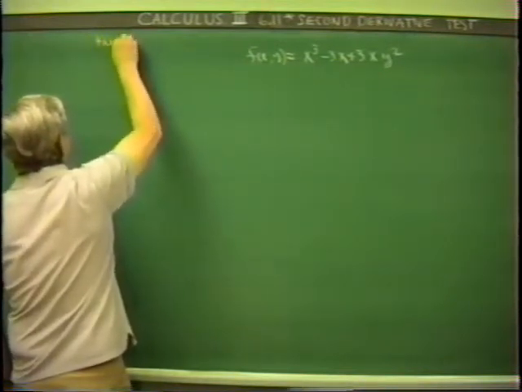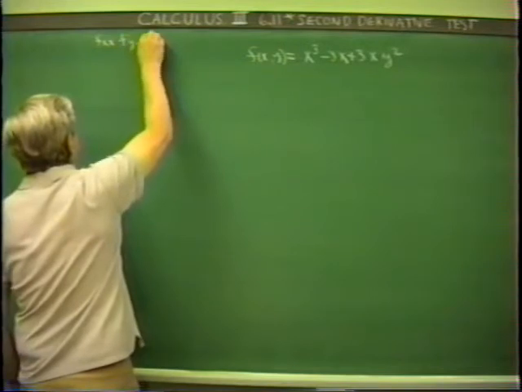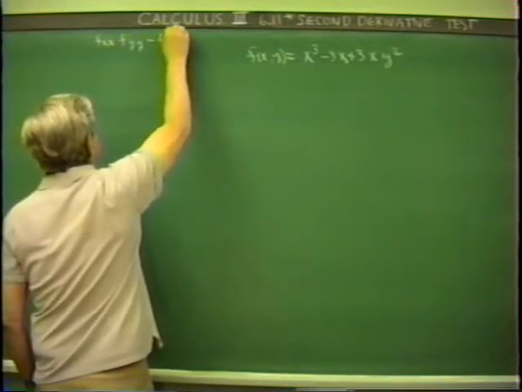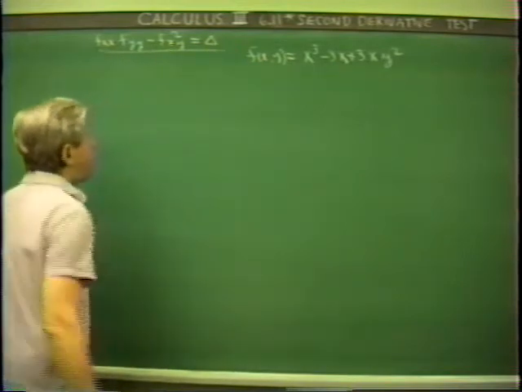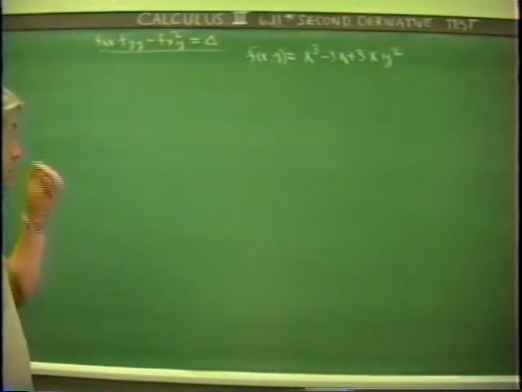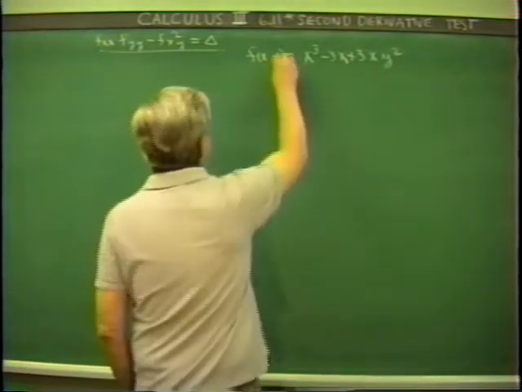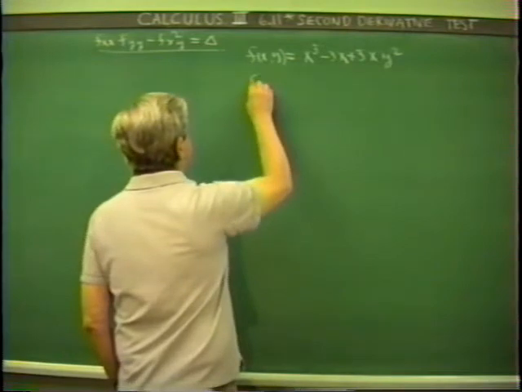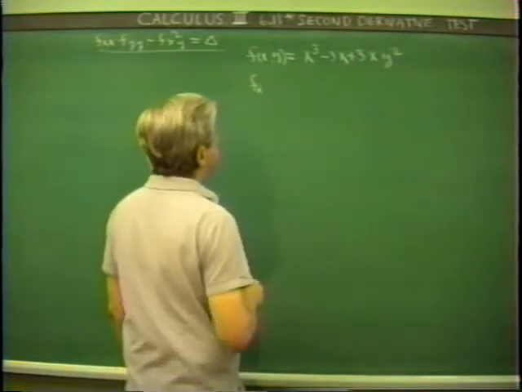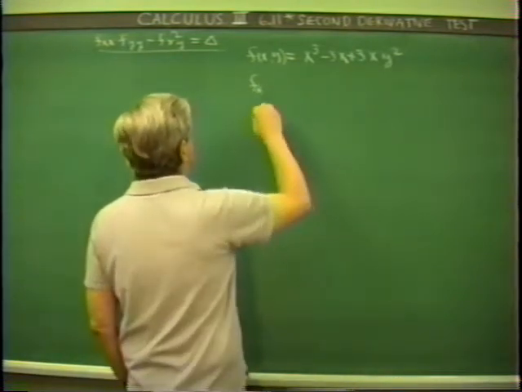And recall that the test consists of looking at the quantity fxx fyy minus fxy squared. Sometimes this is written as a quantity delta, and you want to determine whether it is greater than 0, equal to 0, or less than 0. Okay, so here's our function.